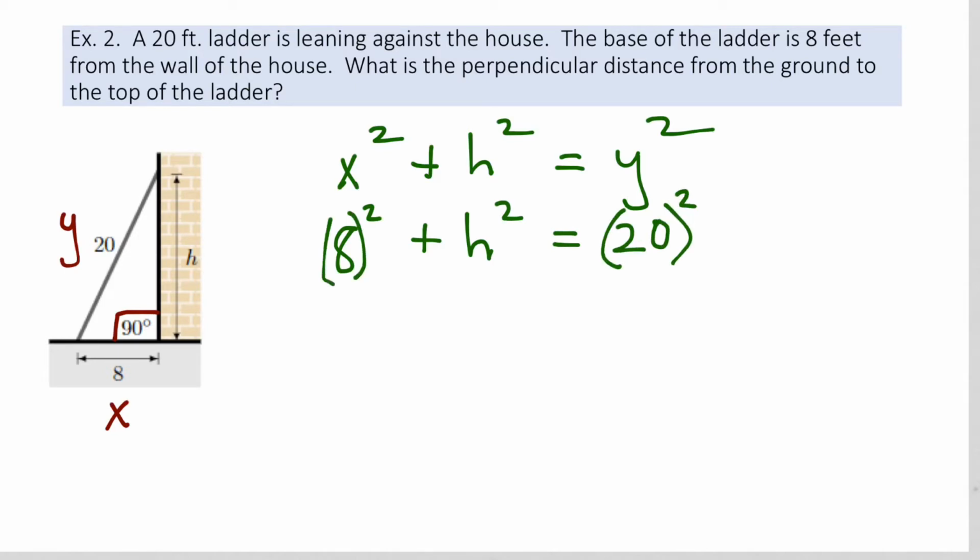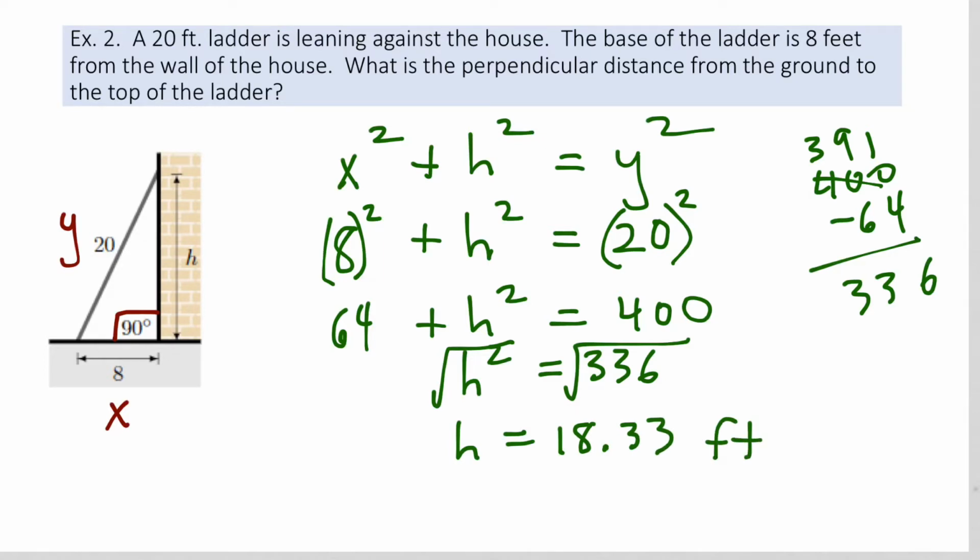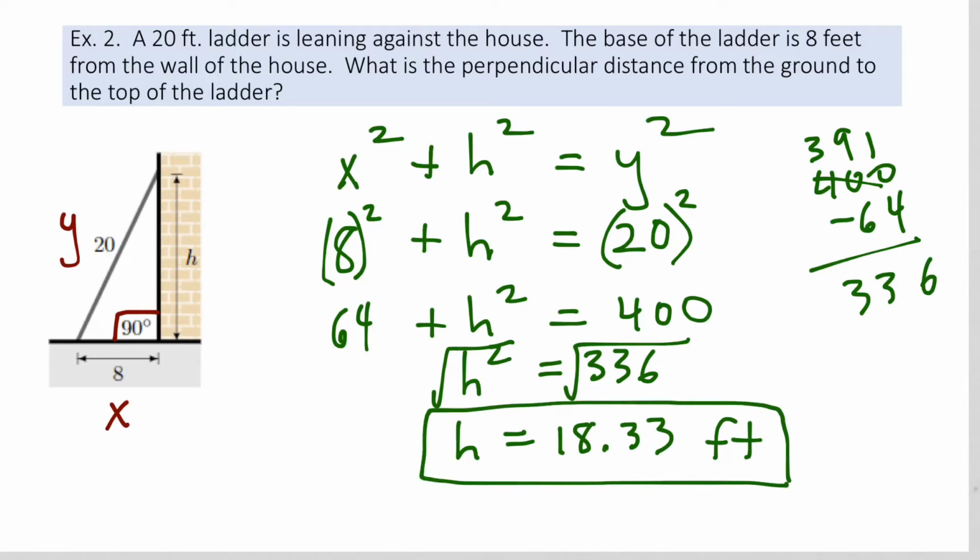All right, so we have 64 plus h squared is equal to 400. h squared is equal to 400 minus 64, 336. So the square root of h squared, the square root of 336, h is equal to, so let me just plug that into the calculator, 18.33. So that would be feet. So it's up the side of the wall, 18.33 feet from the ground.